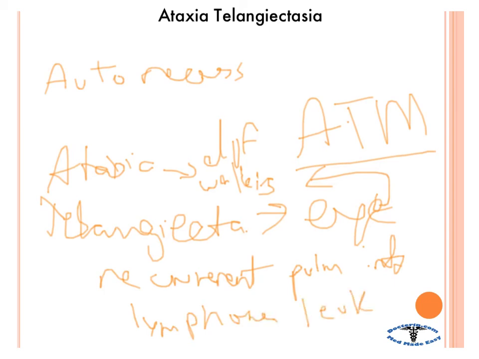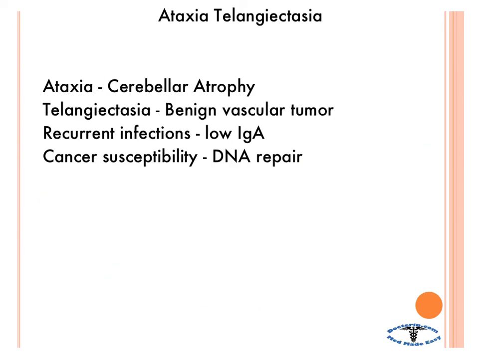Okay, so let's review. Ataxia telangiectasia is a gene mutation in the ATM gene, okay, and it codes for a kinase that's involved in the p53 activity. Okay, so it's a DNA repair malfunction. And because of that, you get telangiectasias, which are benign vascular tumors. You get ataxia, which is cerebellar degeneration.